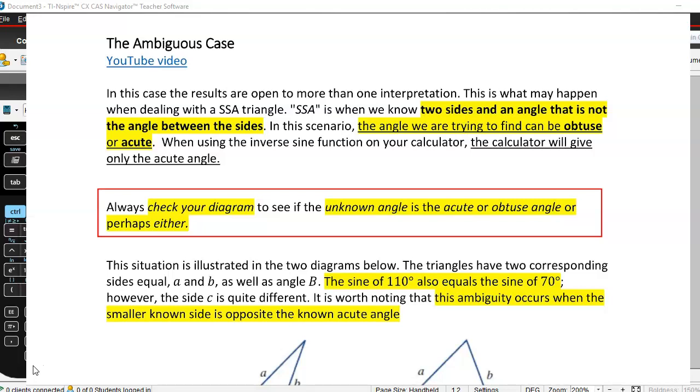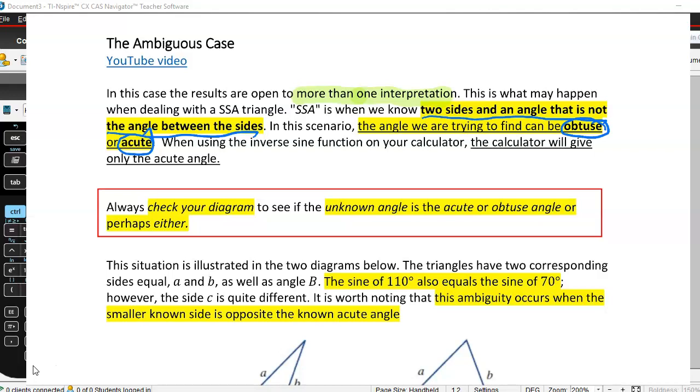But with the ambiguous case, ambiguous is when there's more than one interpretation about what is going on. And this is what we're talking about here with the ambiguous case of the sine rule. So this is what can happen if we have a triangle where we know two sides and an angle that is not the angle between the sides. In this scenario, the angle we are trying to find can be obtuse or acute. Okay, we don't actually know the size of that angle that we are trying to find.